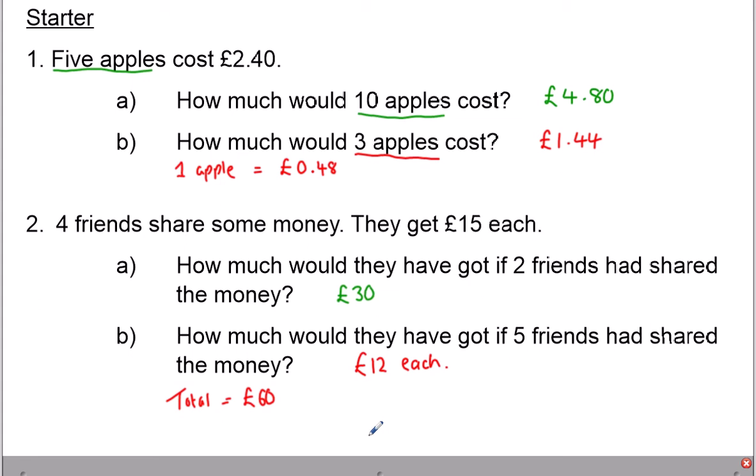And on number 2, I didn't actually tell you that there was £60 in total, but you couldn't answer the question without working that out. Okay, like on number 1, now that you know an apple is 48 pence, you can pretty much answer any question I give you about apples. And on number 2, now you know that there's £60 altogether, you can answer any question about the friends sharing the money and how many friends there are. Okay, because the crucial bit of information in each of those questions on number 1 is what does 1 apple cost, and on number 2, how much money is there altogether. That's what we would call a constant in a proportionality question. Okay.